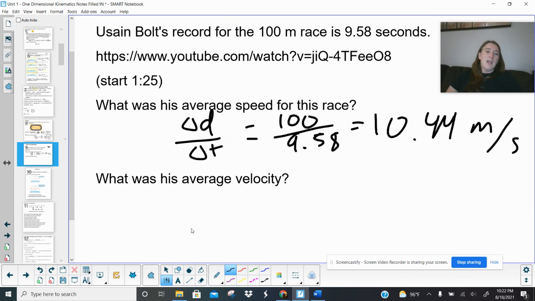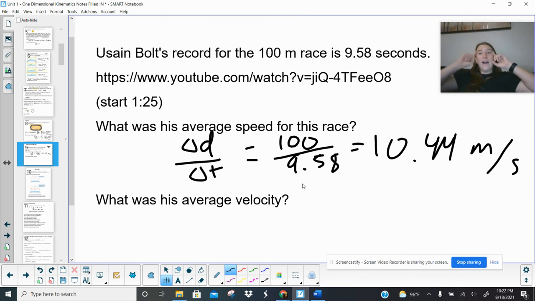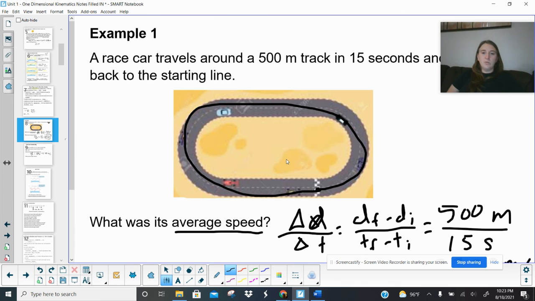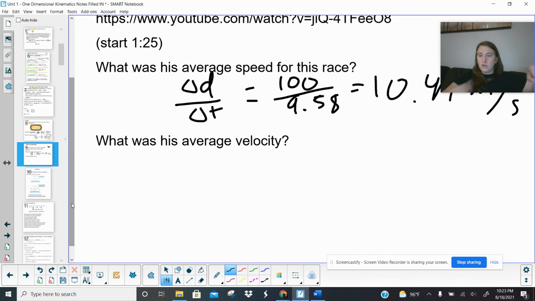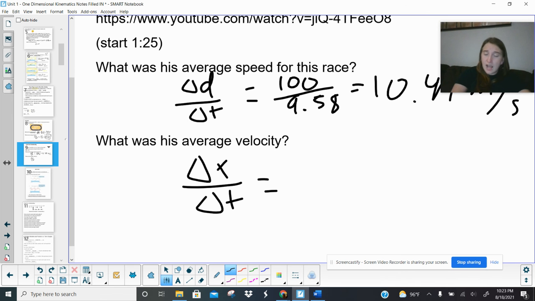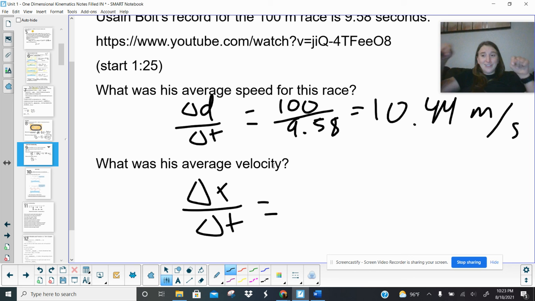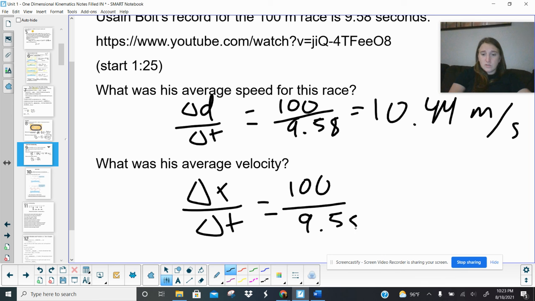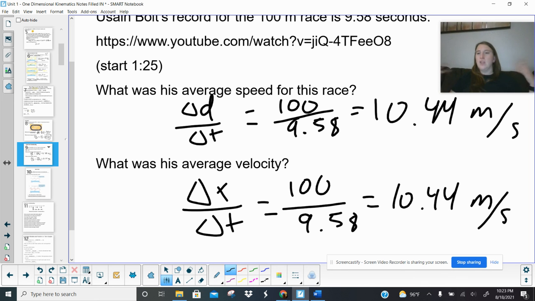10.44 meters per second. And average velocity, now again, average velocity, we are thinking start to finish. So here, our average velocity was 0 because it was a round track and we came back around. Here, we had his start to his finish. So what would be his average velocity here? Well, change in displacement over change in time, we are traveling in a straight line. So because of that, our distance is the same as our displacement. So we are going to have the same thing here because we're traveling in a straight line.